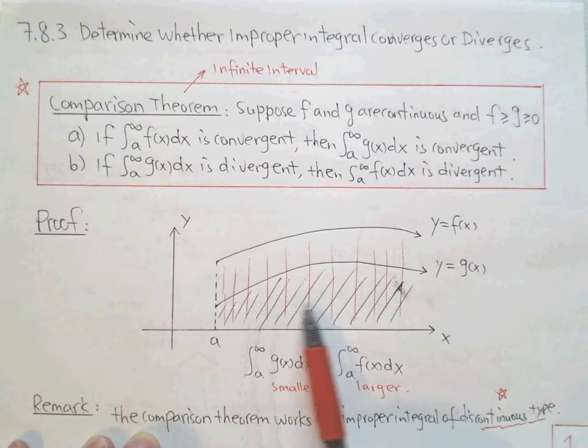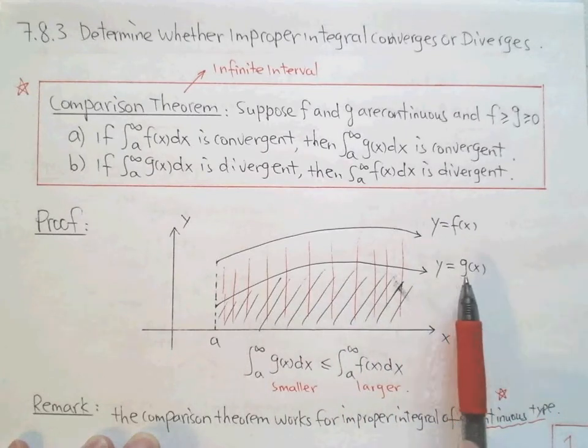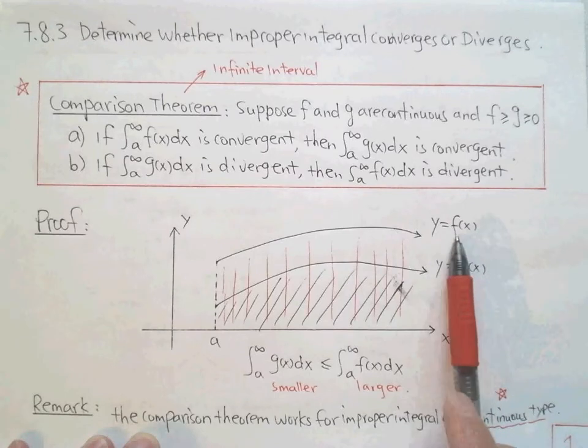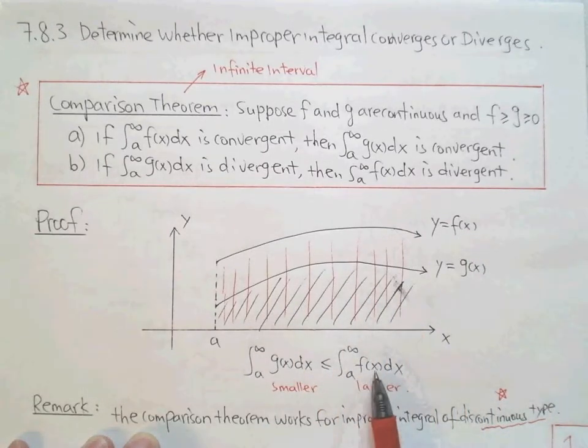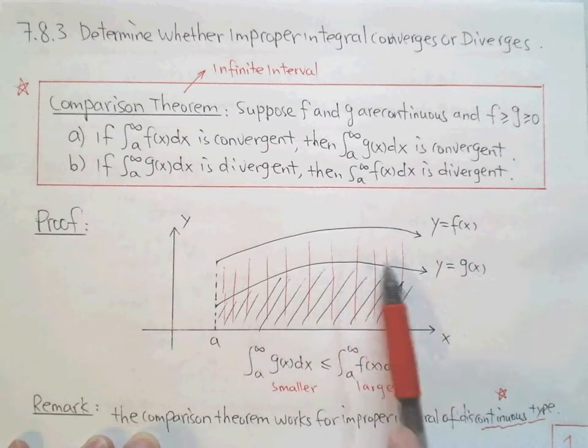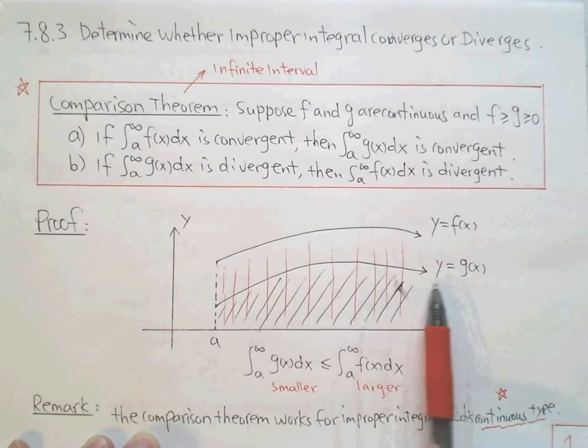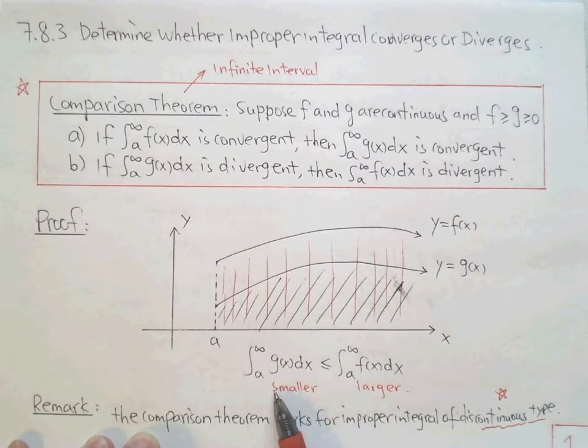Because the height of g is smaller than f, therefore the area is also smaller than the bigger one. The bigger one is the red, and the smaller one is g(x). This is easy to see. So the area for g is smaller than the area for f. Now we can make a decision.